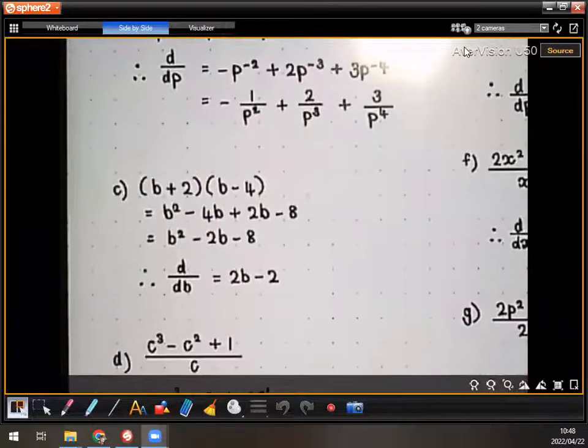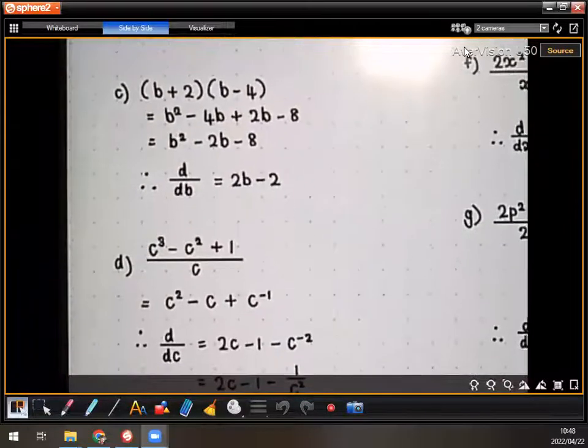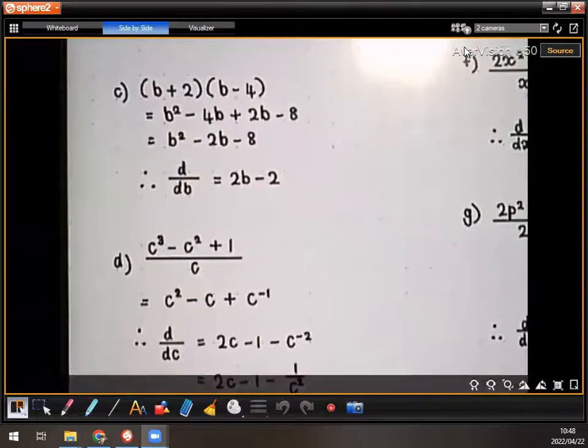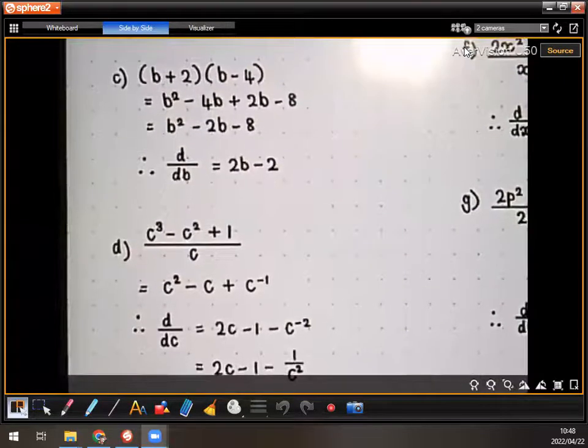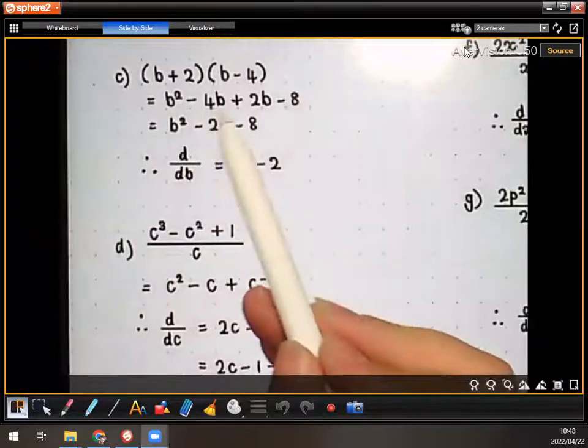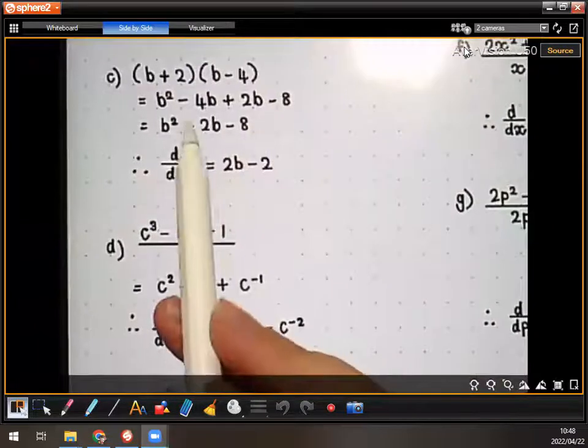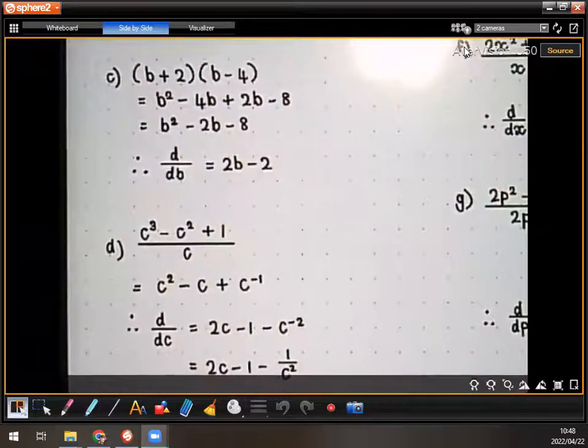All right, for C, you just have to multiply those brackets out so that you have your separate terms, and then you can find the derivative, which is quite simple in this case. So when you multiply them out, you just do FOIL, right? You simplify your like terms in the middle, negative 4b plus 2b, that's negative 2b, and then you can take the derivative of each.